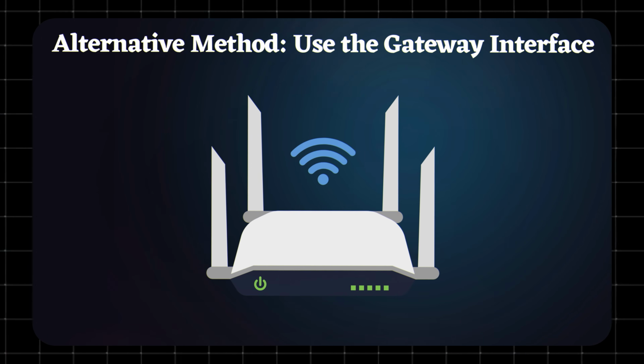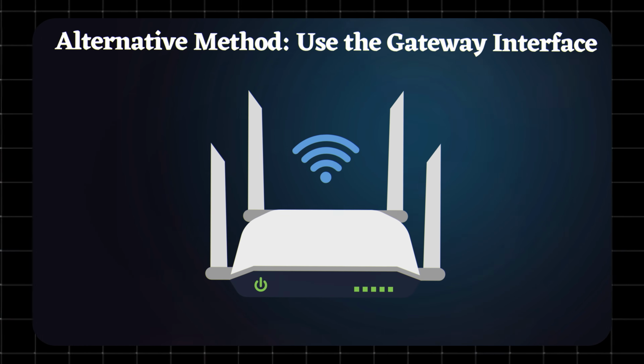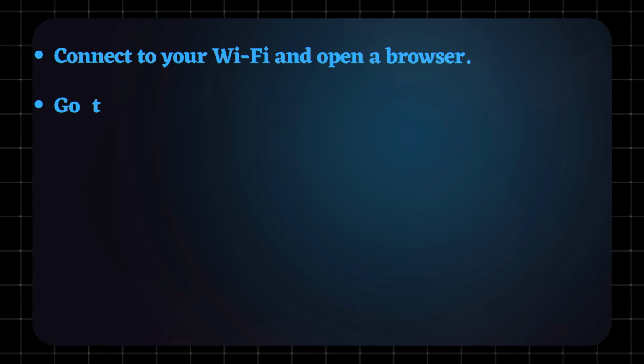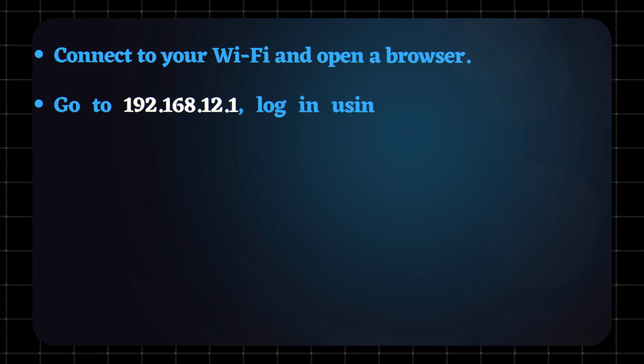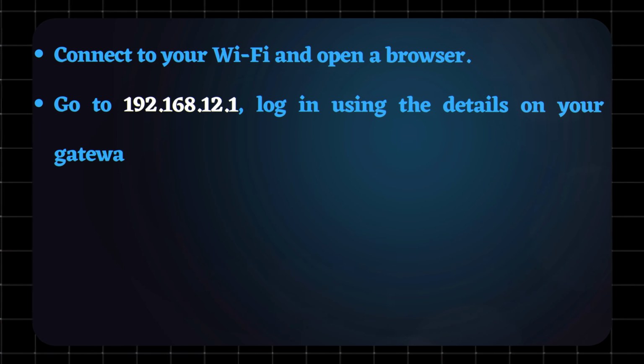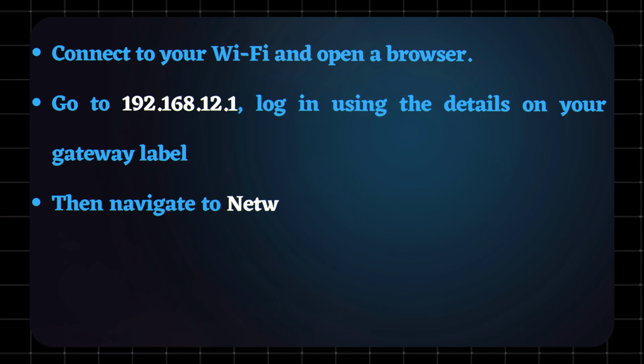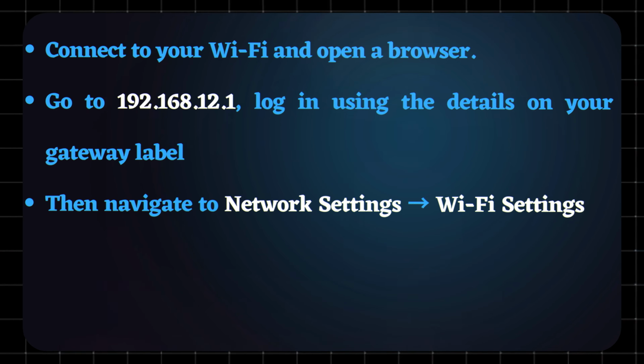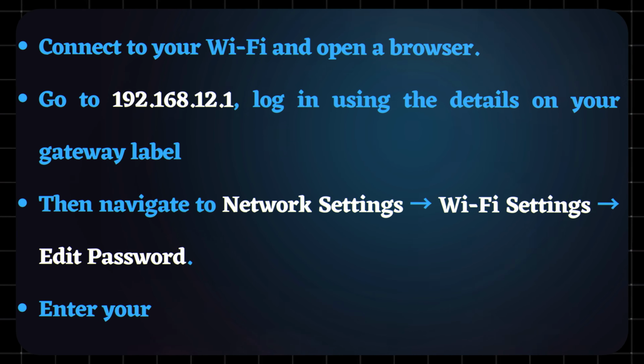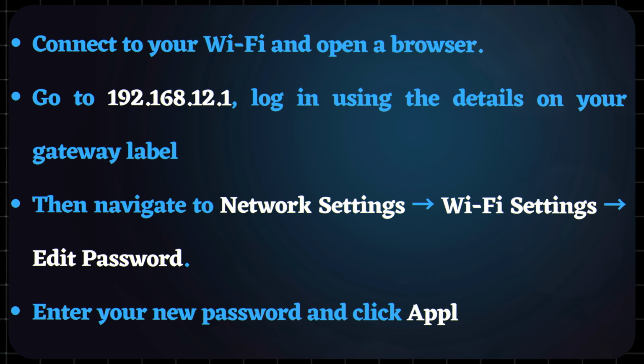Alternative method, use the gateway interface. If you can't access the app, there's another way. Connect to your Wi-Fi and open a browser. Go to 192.168.12.1. Log in using the details on your gateway label. Then navigate to Network Settings, Wi-Fi Settings, Edit Password. Enter your new password and click Apply.